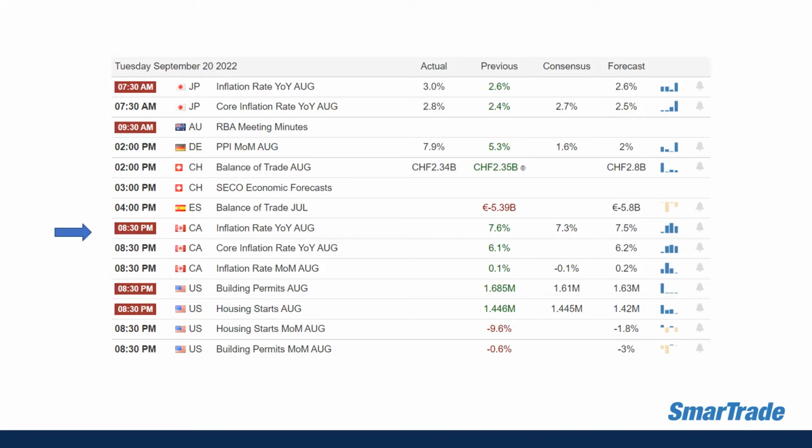And of course, we need to pay attention to the inflation rate data for Canada later at 8:30 p.m. The previous data was 7.6, and it's being forecasted around 7.5%. We also need to pay attention to the building permits and housing starts for the month of August for the US as well. With that, let's focus more on some of the financial products for the day.